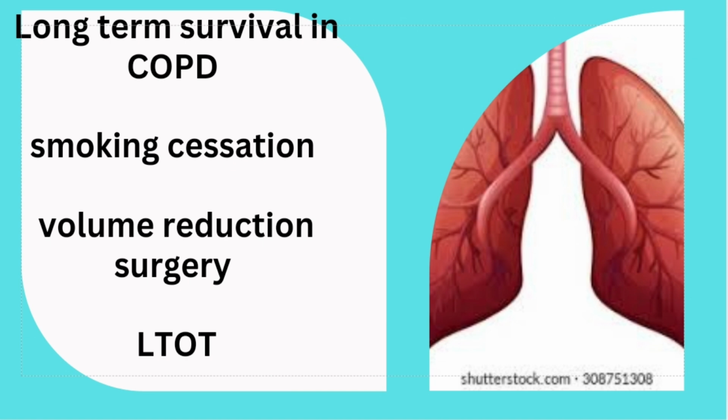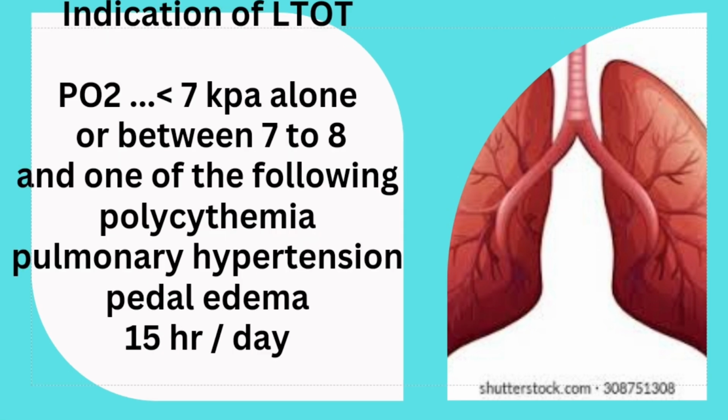Now, there are certain indications for long-term oxygen therapy. If the patient's oxygen partial pressure is less than 7.3 kilopascal, this alone is sufficient indication to start long-term oxygen therapy in this patient. But if the partial pressure of oxygen is between 7.3 and 8 kilopascals, then we need one of these three factors: either the patient should have pulmonary hypertension, or polycythemia, or pedal edema. Long-term oxygen therapy is given for 15 hours per 24 hours.